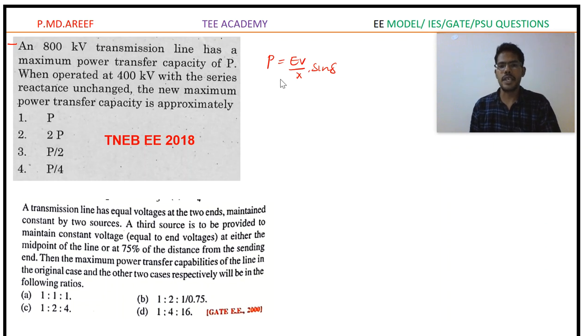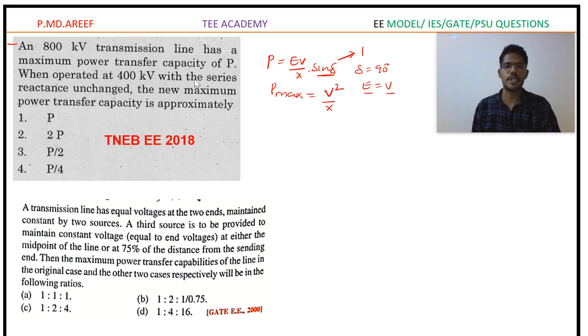Now it is the P. Now if you want a P maximum, the P maximum will happen when sine delta is going to be 1. That means the load angle is going to be 90 degrees. And the second case is when E is equal to V, excitation is equal to terminal voltage. So based on this assumption, V square by X is the maximum power transfer capability. Now let's take the question here.